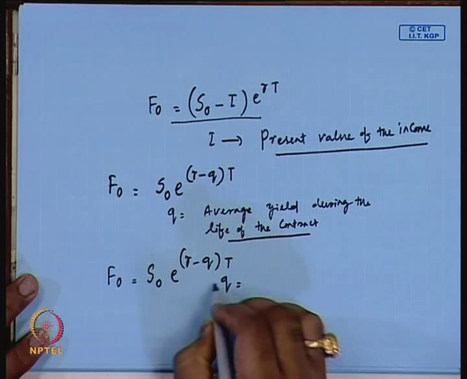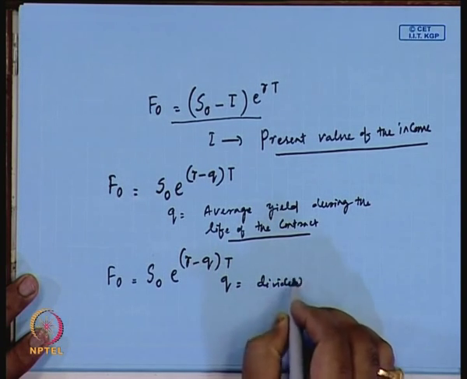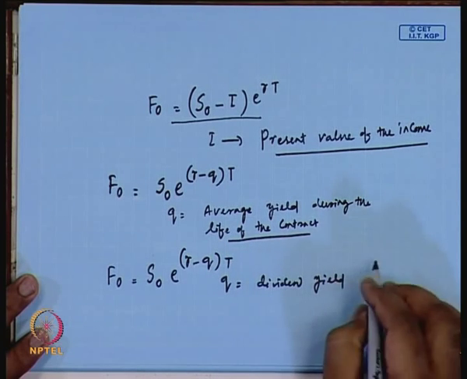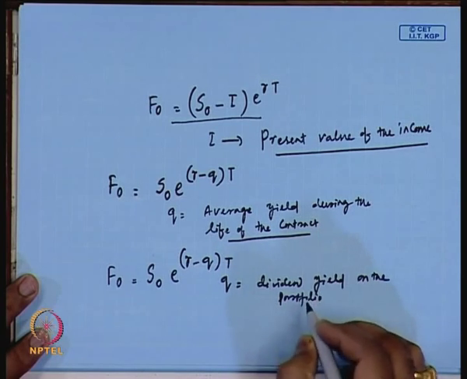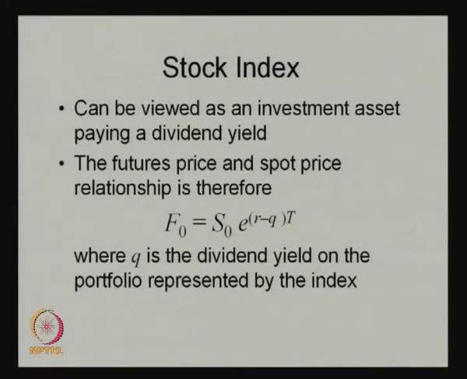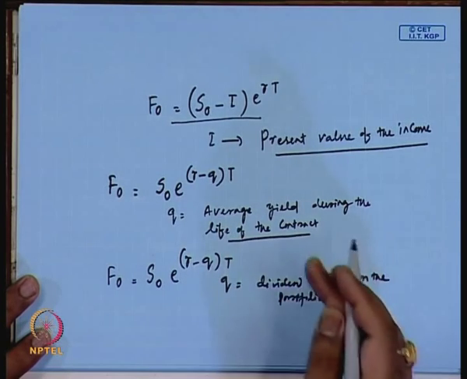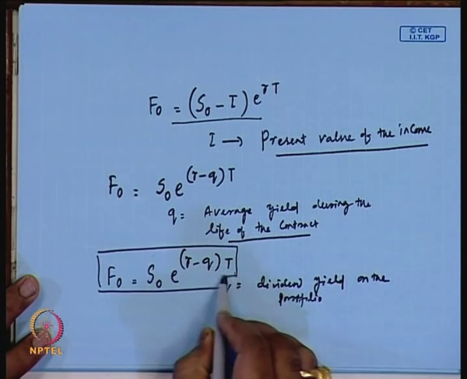So q is basically the dividend yield on the portfolio, because an index is basically a portfolio, that is why q is the dividend yield on the portfolio. Once it is a stock index, we are expecting some kind of yield or return from it, so the formula with this dividend yield, the known yield, will be used here for the valuation of this forward or future contract.